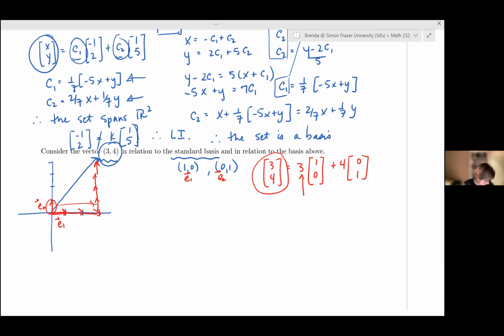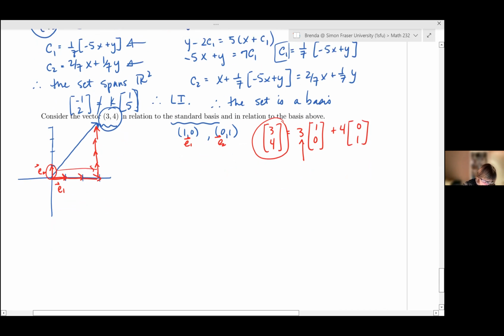Okay, now let us take this same point 3, 4 in relation to the basis above. I'm going to draw a picture of that and then I'm going to go through this.